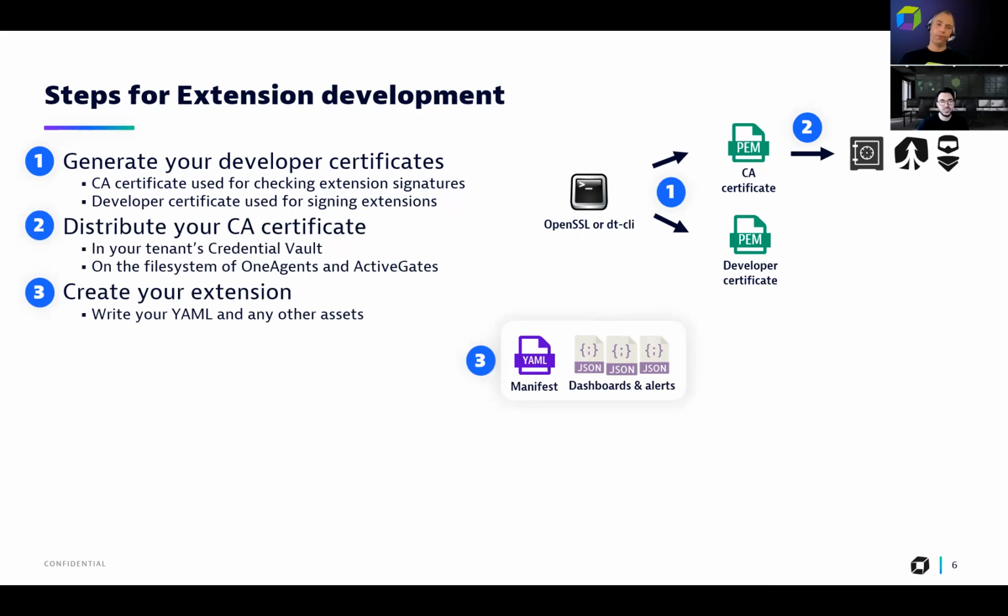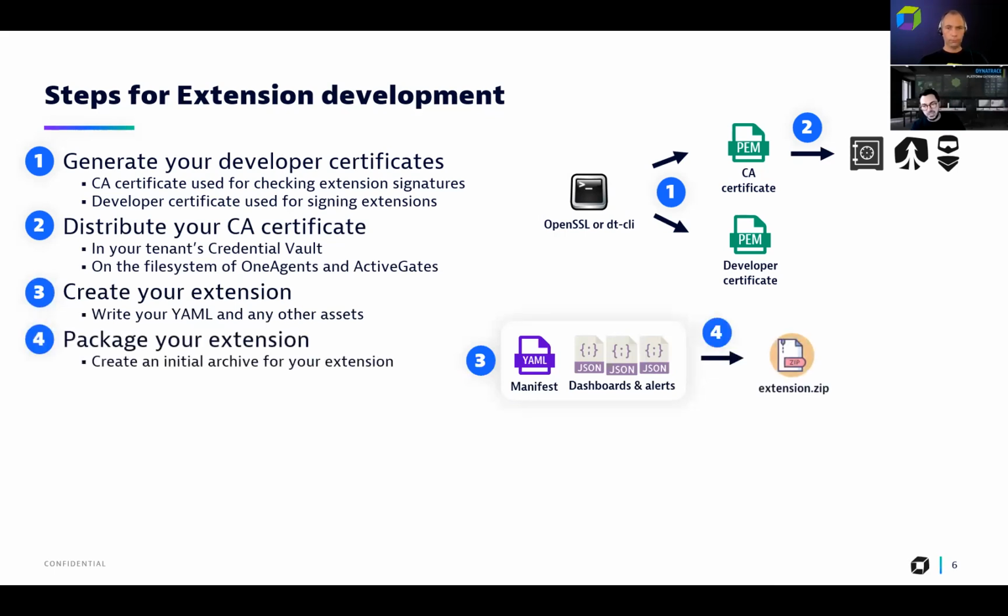So the next step is to actually create your extension. You'll have a manifest, which is nothing more than a YAML file, very structured, and tells the data source what you want collected and how you want it reported in the platform. If you're bundling dashboards and alerts with your extension, these are just JSON files that can all be added in the same package. By package, we mean nothing more than just an archive of these files, nothing special in there.